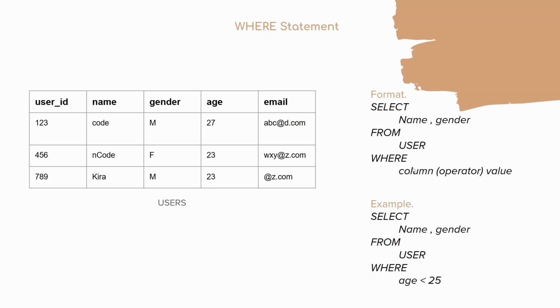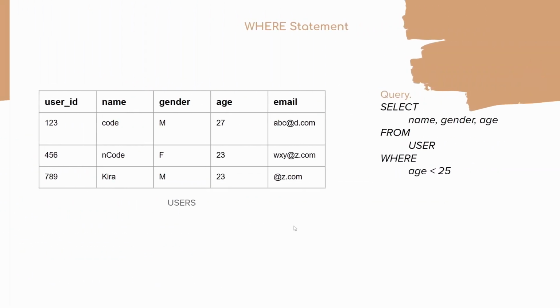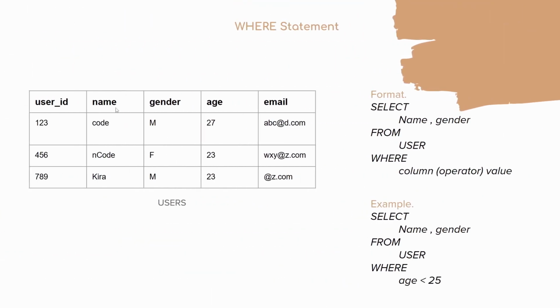So I'll write the column name, which is age. I want to apply the condition on age. Then the operator, which can be less than, equal to, greater than, not equal to, right? Things like that, those operators you can have. So age less than 25. This is my value. So for each row, I'll be applying this condition on that row. For example, can I print this row? For that, I'll check whether its age is less than 25 or not. Its age is 27. It's not less than 25. So this row won't be printed.